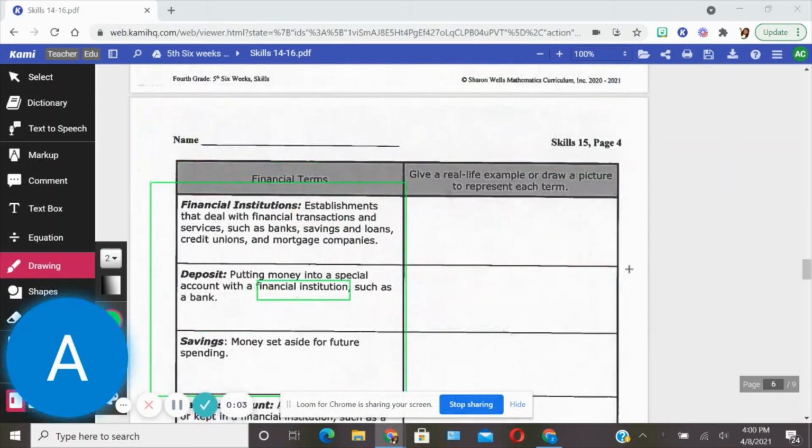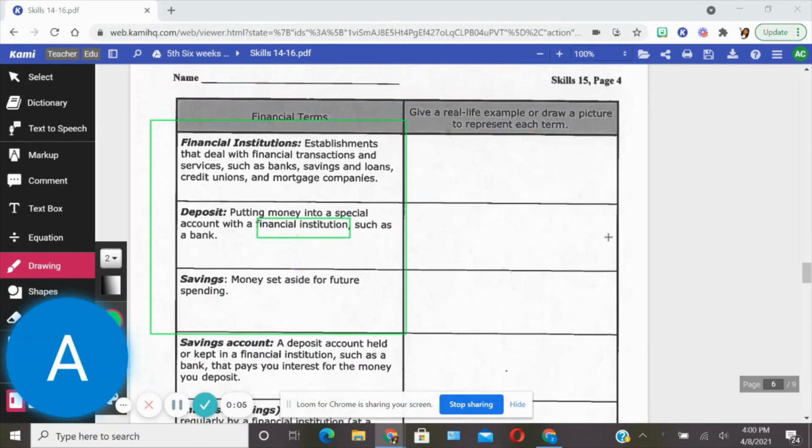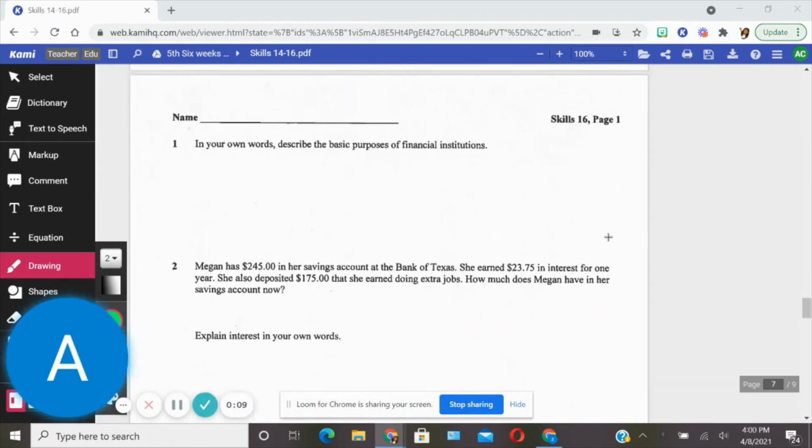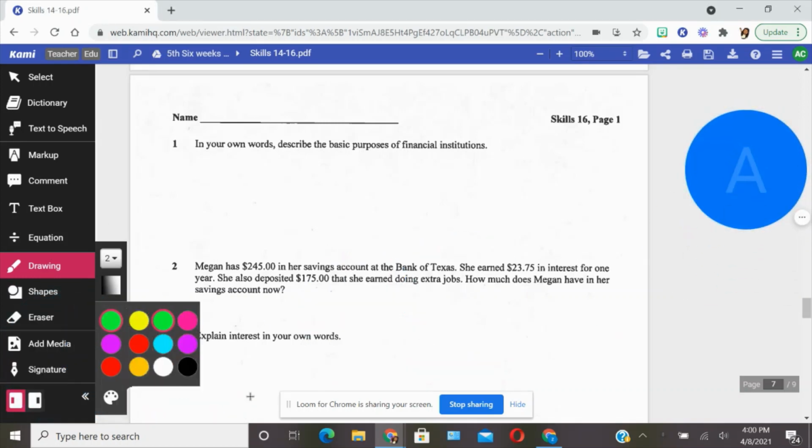Okay, so yesterday we went over financial terms such as financial institution, deposit, and savings. This time I want you to answer these in your own words. So it says in your own words, describe the basic purpose of financial institutions. Remember, do not forget that financial institutions are the same thing as what?